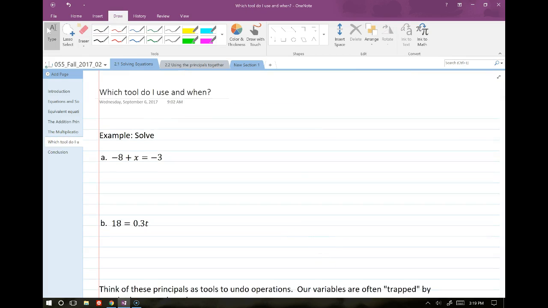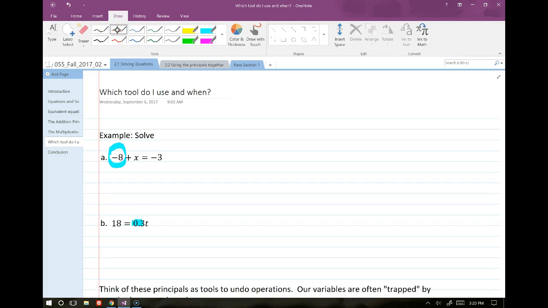All right. So now the question gets posed: which tool do I use and when? When do I use multiplication? When do I use addition? Basically, what I like to do is view these rules or principles as undoing something every time you use one. When you use the addition principle, you're undoing this negative 8 here. When you're using the multiplicative principle, you're undoing this 0.3 times t. You're almost reversing an operation. So you use the operation when it's warranted, when you need to undo something.